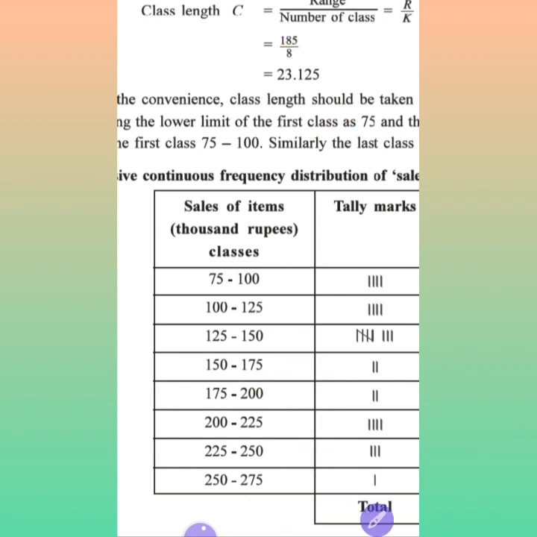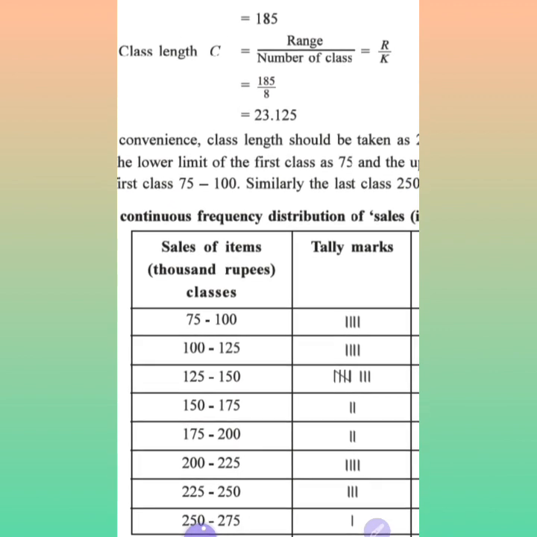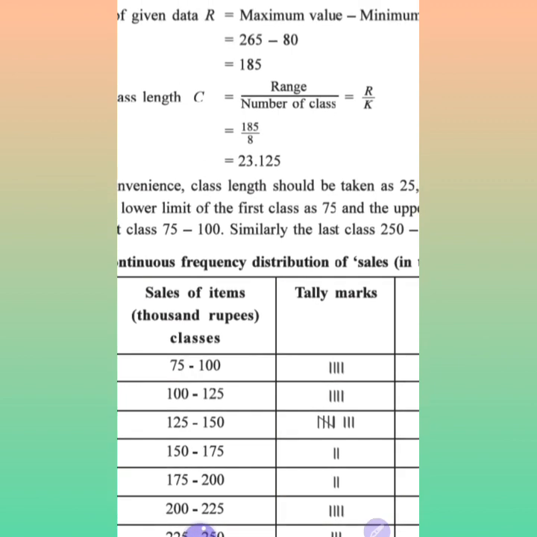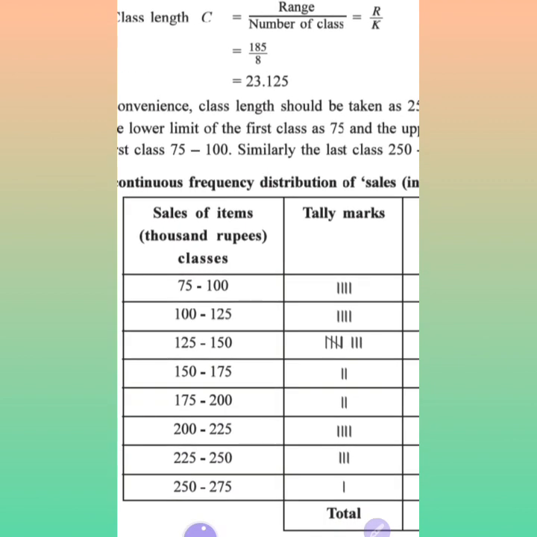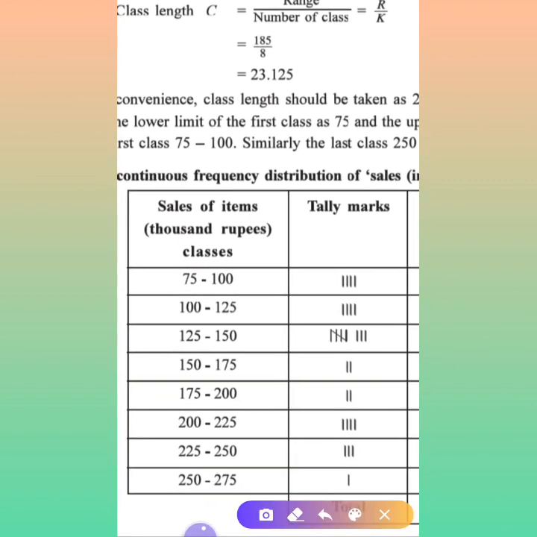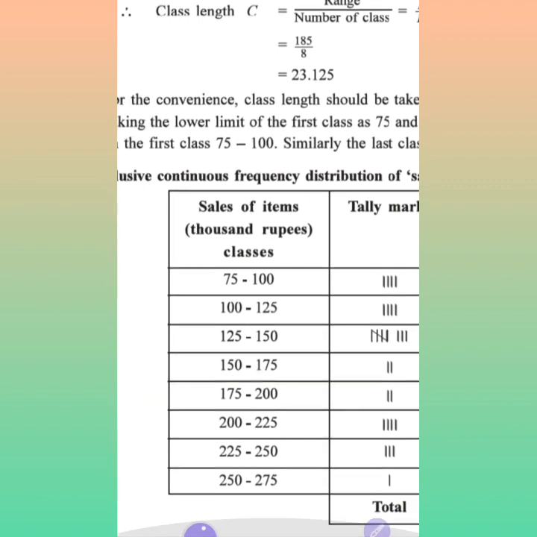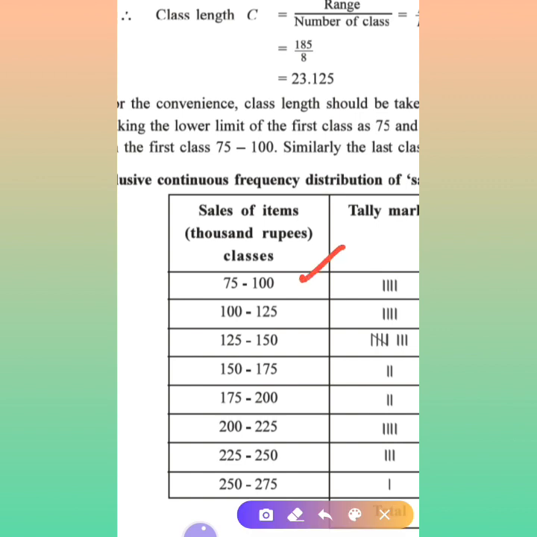Those are all the classes. Now see, the highest number was 265, and this 265 falls between 250 and 275, and that is our last class. As you count the number of classes, you get 8 classes. They had told us to take 8 classes. So see, 1, 2, 3, 4, 5, 6, 7 and 8 classes.